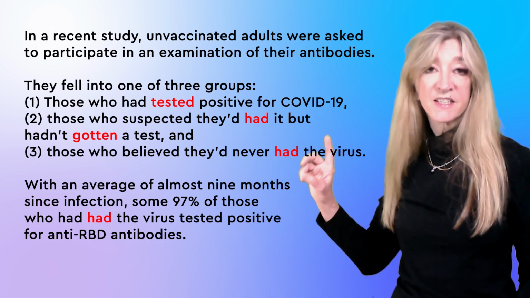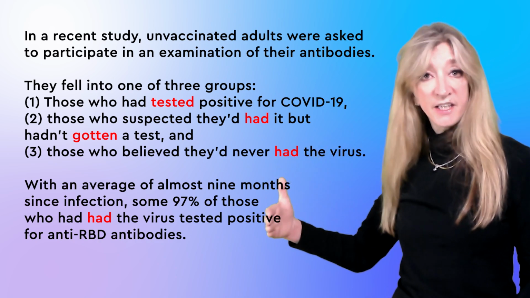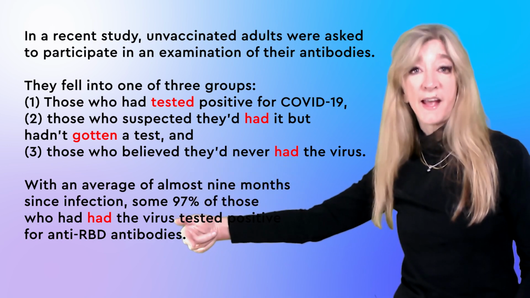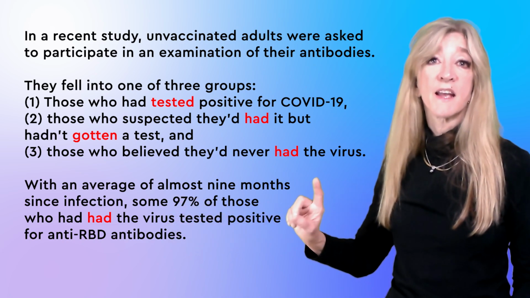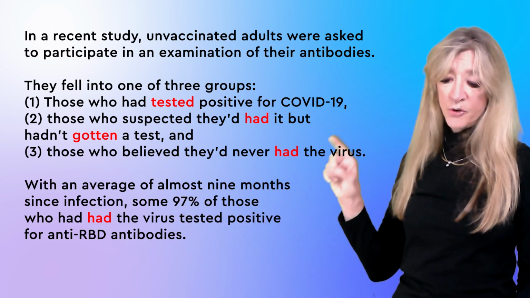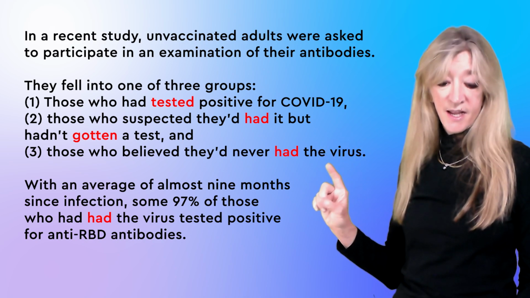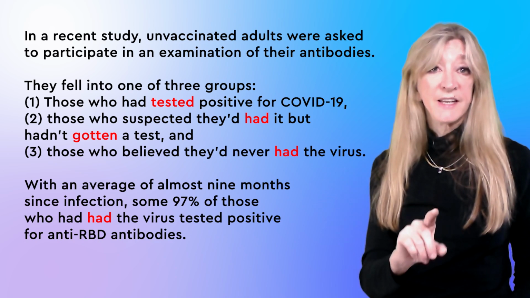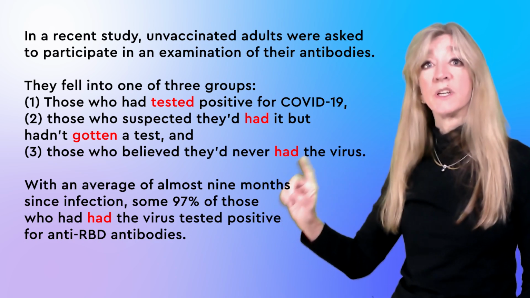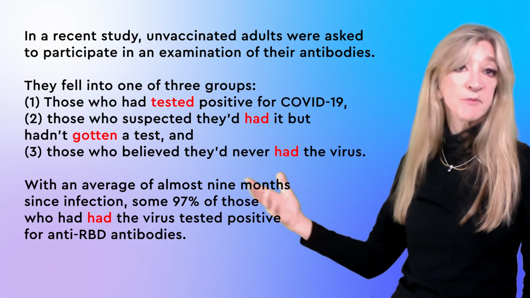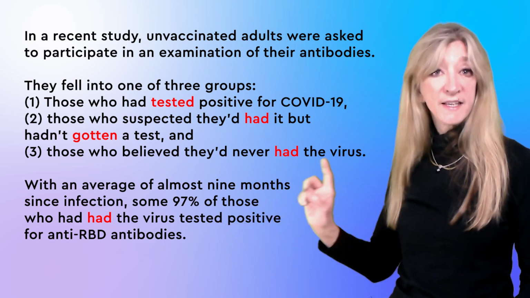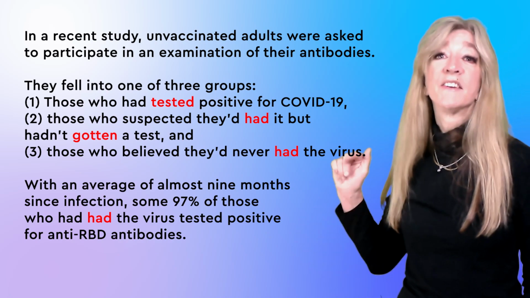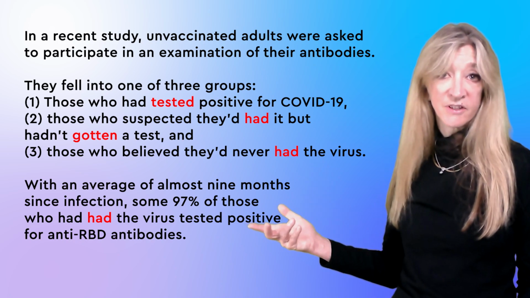Those who suspected they'd had it. So the study took place in the past, and our subjects suspected that before that they had the illness. They had had it. And then those who believed they'd never had the virus. That's had, never had. And note that you put either a not or an adverb in between those two hads. Had always had, had sometimes had, had seldom had, or had not had, or had never had. And then that final sentence, those who had the virus tested a certain way.